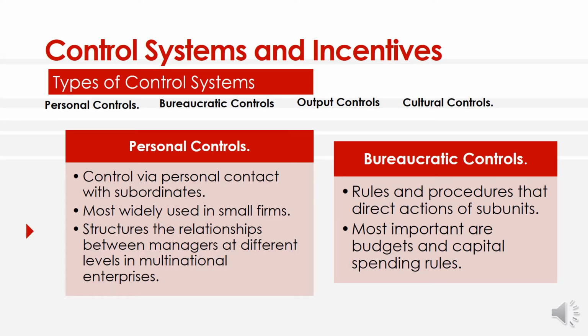Control system and incentive. Types of control system: we have personnel control, bureaucratic control, output control, and cultural control. Personnel control is control via personal contact with subordinates, most widely used in small firms. It structures the relationship between managers at different levels in a multinational enterprise. We also have bureaucratic control. Bureaucratic control refers to rules and procedures that direct actions of sub-units. Most important are budgets and capital spending rules.